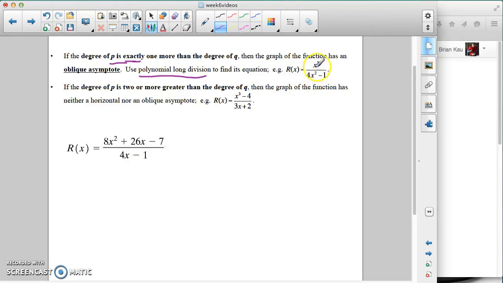because there are three options. The power on the top is more, which is oblique. The power on the top is less, which is horizontal, or the power on the top and the bottom are the same, which is also horizontal. So those are your three choices. Now, if the power on the top is more than one more, then you're not going to have an oblique linear asymptote. So we have to have exactly one more power. Here we have a power of 2, here we have a power of 1, so I'm going to be doing polynomial long division to find my asymptote.